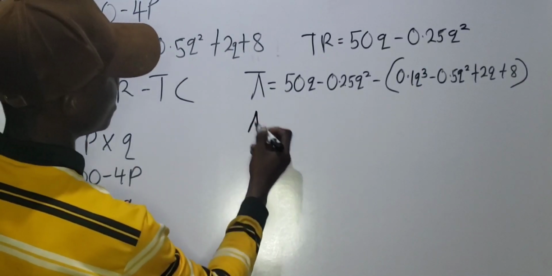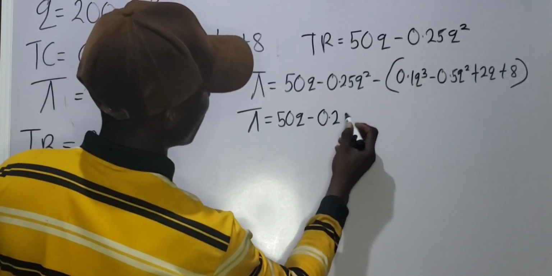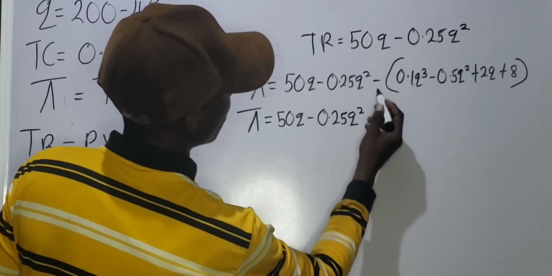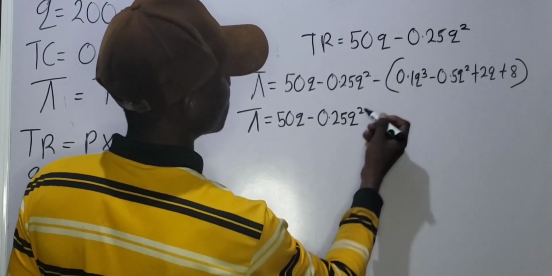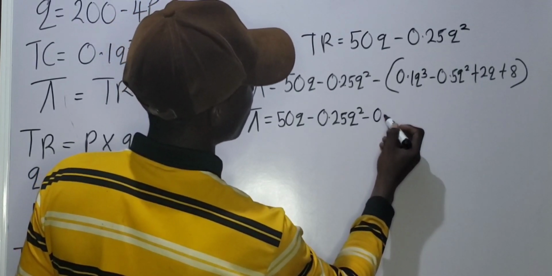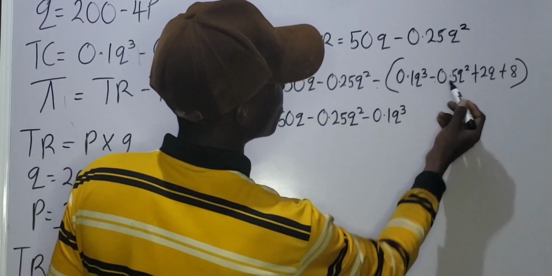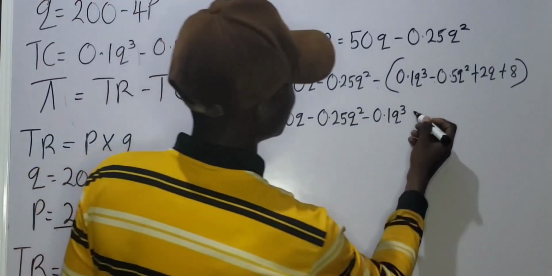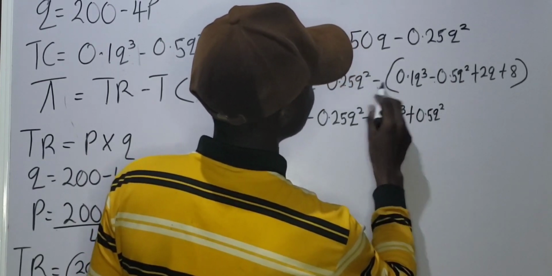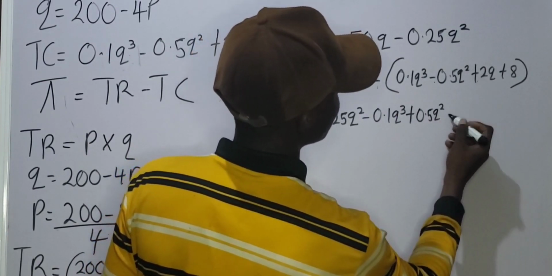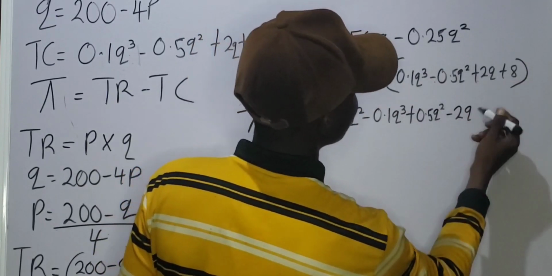So pi, which is the profit function, is equal to 50Q - 0.25Q^2. Now negative multiplied by positive 0.1Q^3 is negative 0.1Q^3. Negative times negative 0.5Q^2 is positive 0.5Q^2. Negative times positive 2Q is negative 2Q, you understand? Negative times positive 8 is negative 8.